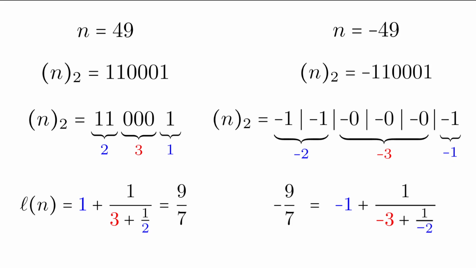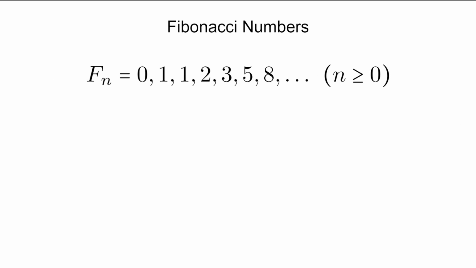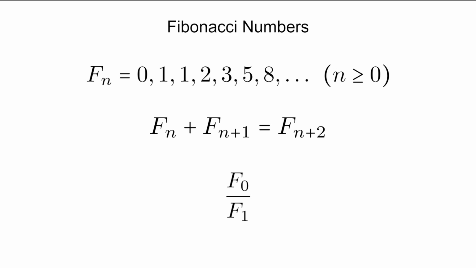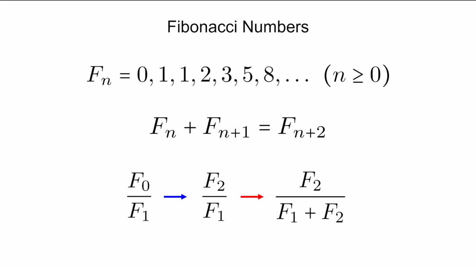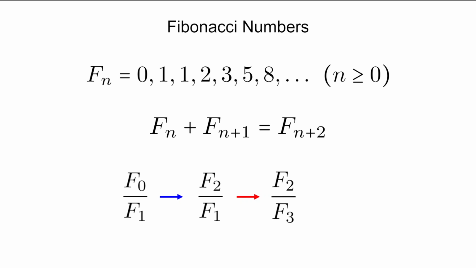Before we close, I'd like to show you an example of how these results can be put to use. We'll focus on the Fibonacci numbers, which is a list of numbers generated by the rule that the next term in the sequence is the sum of the previous two terms. If we begin with a ratio of the first two Fibonacci numbers and apply the right rule, we can simplify the result using the relation. Then applying the left rule, we can do the same thing. And this will continue as we alternate left and right.